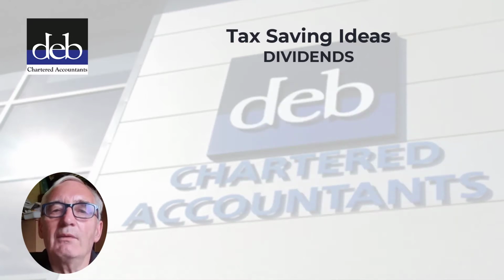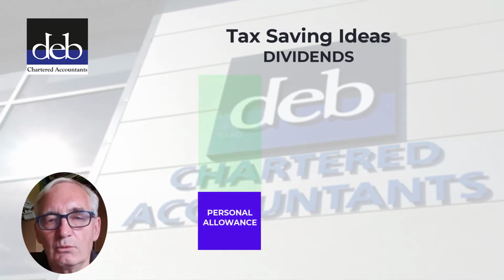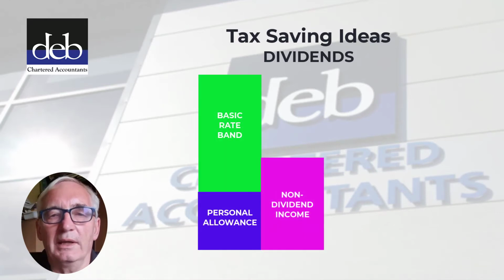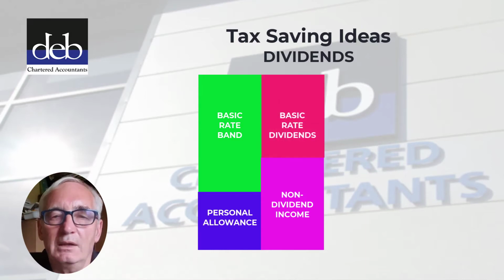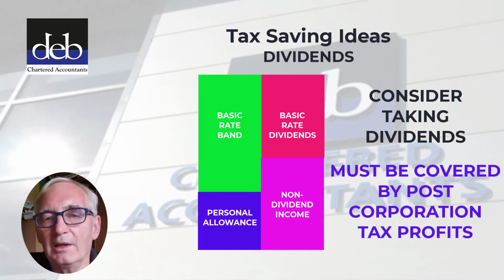Remember, to work out the amount that you can take as a basic rate dividend, you need to add the current personal allowance to the current basic rate band. Then you should deduct all other taxable income that you have, for example, the salary you've taken, or any benefits in kind, or rental income. If any balance remains, you should consider taking dividends to utilise this, provided that there are adequate profits available in your company to cover the dividends.